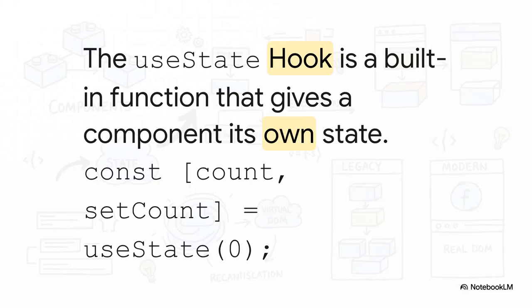So how do we give a component this memory? We use a special feature called a hook. The most common one you'll use, by far, is useState. When you call it, you get back two things in a little array. First, the current value of your state, like the current count, which starts at 0 here, and second, a special function to update that value. You call that function with a new value, and boom, React triggers a re-render.